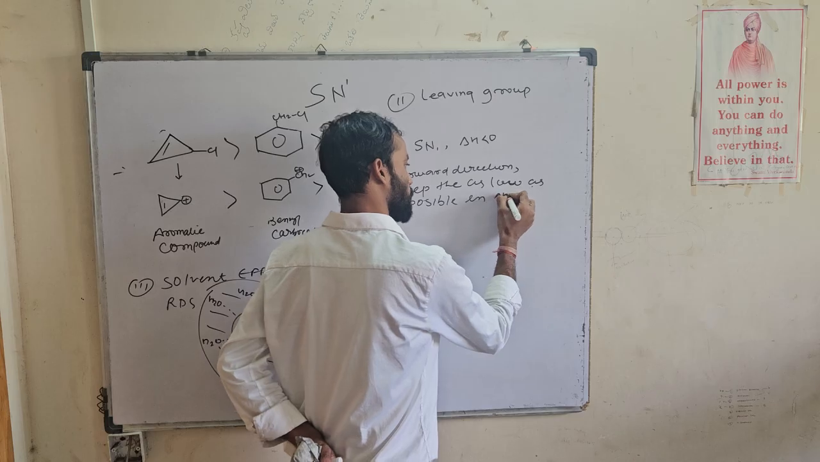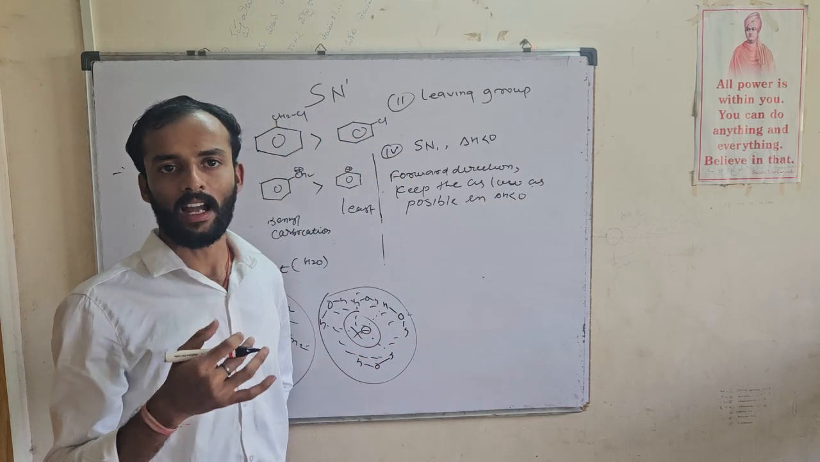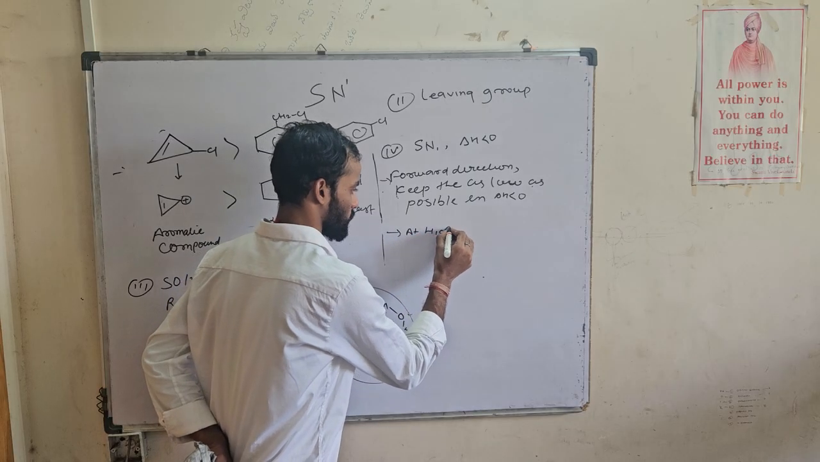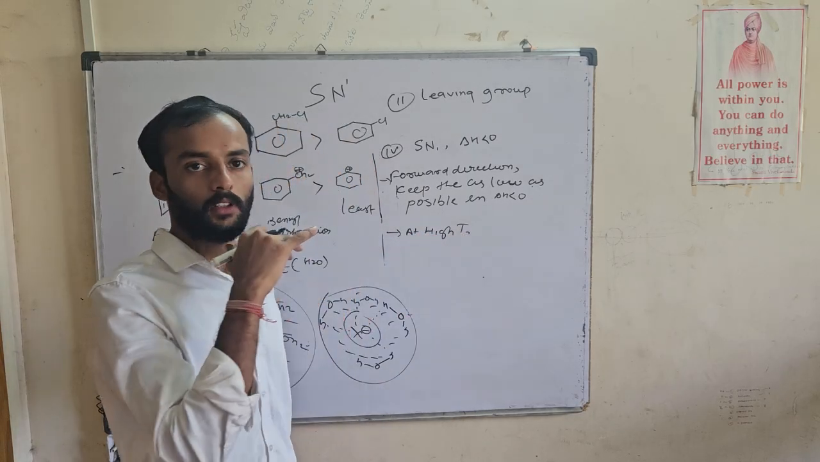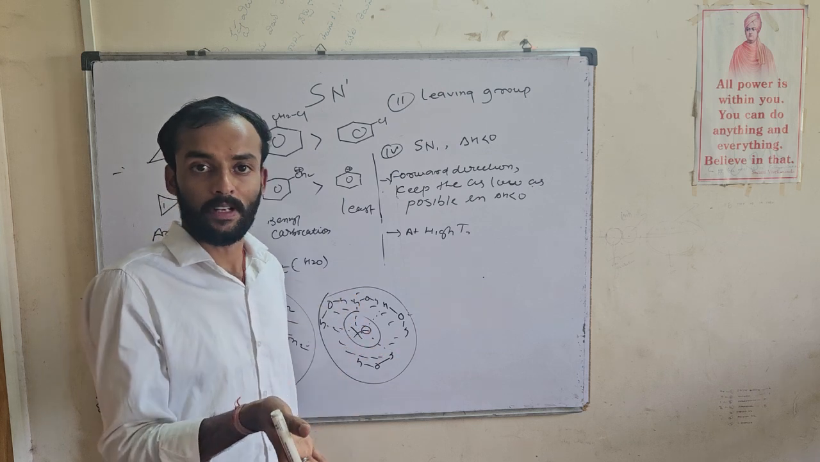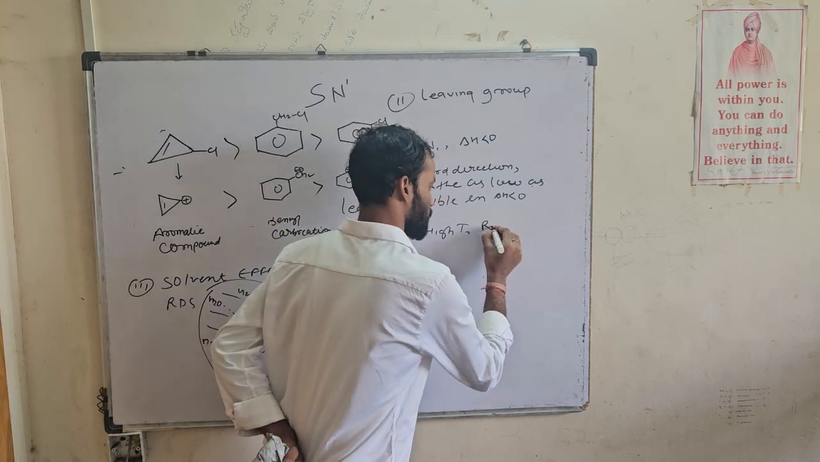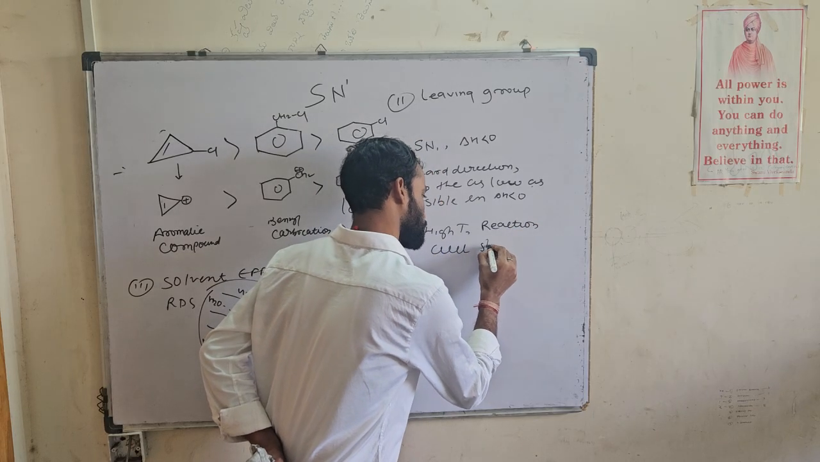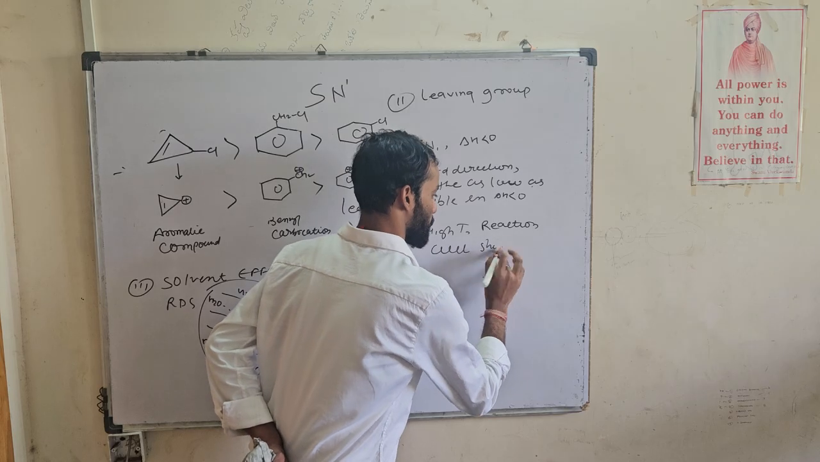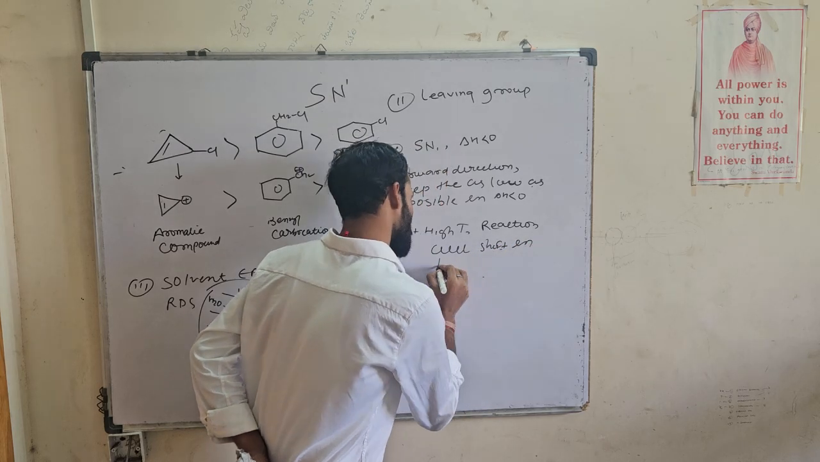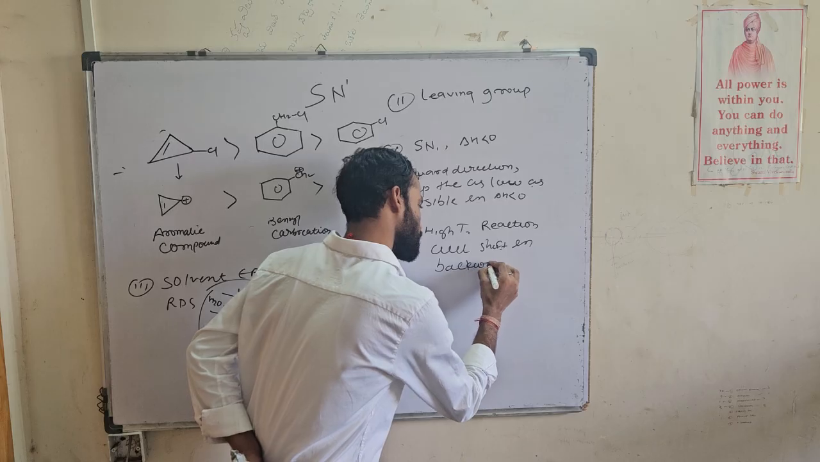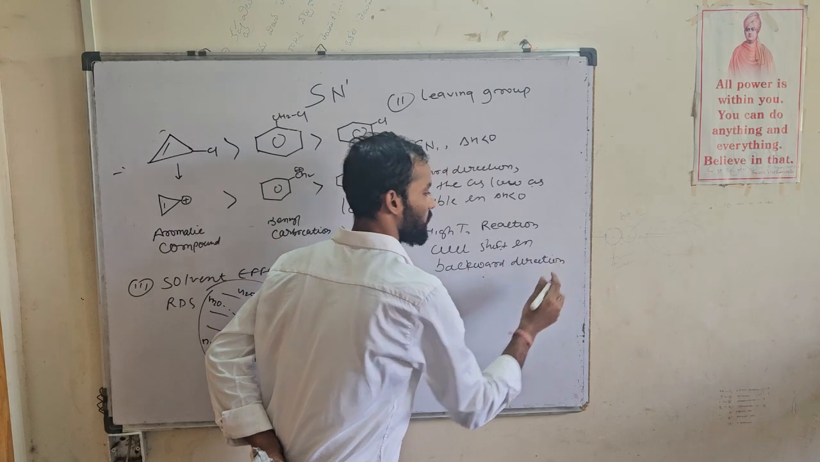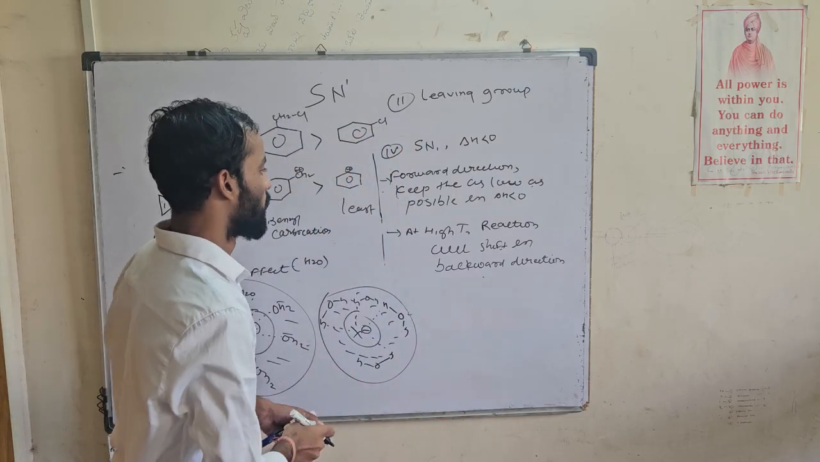in an exothermic process. What happens if we take high temperature? At high temperature, instead of moving in the forward direction, the reaction will shift in the backward direction. That's why we have to keep the temperature as low as possible.